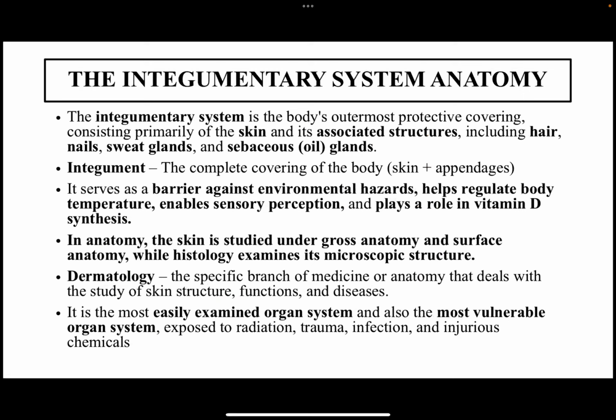In fact, the word integument simply means the complete covering of the body. We have the skin and then the appendages, and they form the complete covering. If you look at your body, at a certain part it's not covered with skin. For example, check your fingers. At a certain point, it's not covered with skin. You have the nails there, which also form part of the covering. That's what we mean by integument, the complete covering of the body.